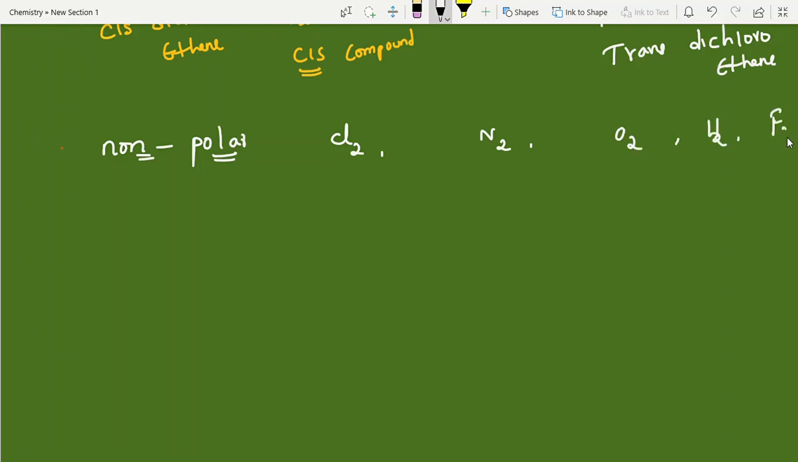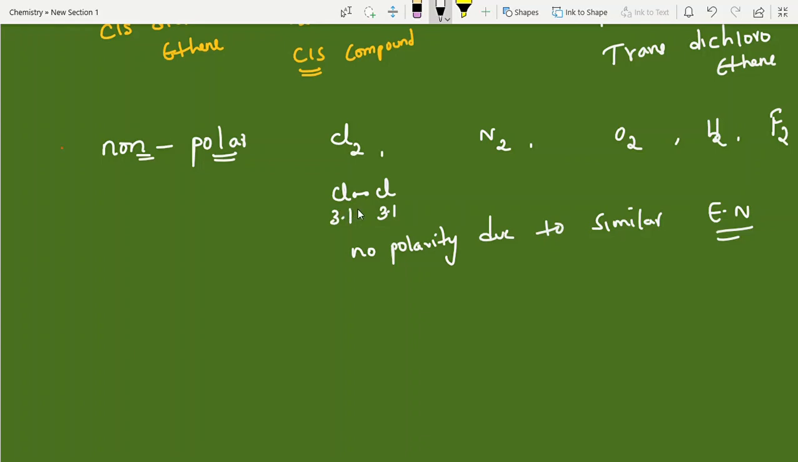These are all non-polar. Why? Because same atom: 3.1 electronegativity, 3.1 electronegativity. No one is attracting electrons, no one is taking electrons. So they mutually share, there are no charges, there is no polarity. The reason is similar electronegativity. It is like you and your best friend sitting together, sharing, with mutual understanding.